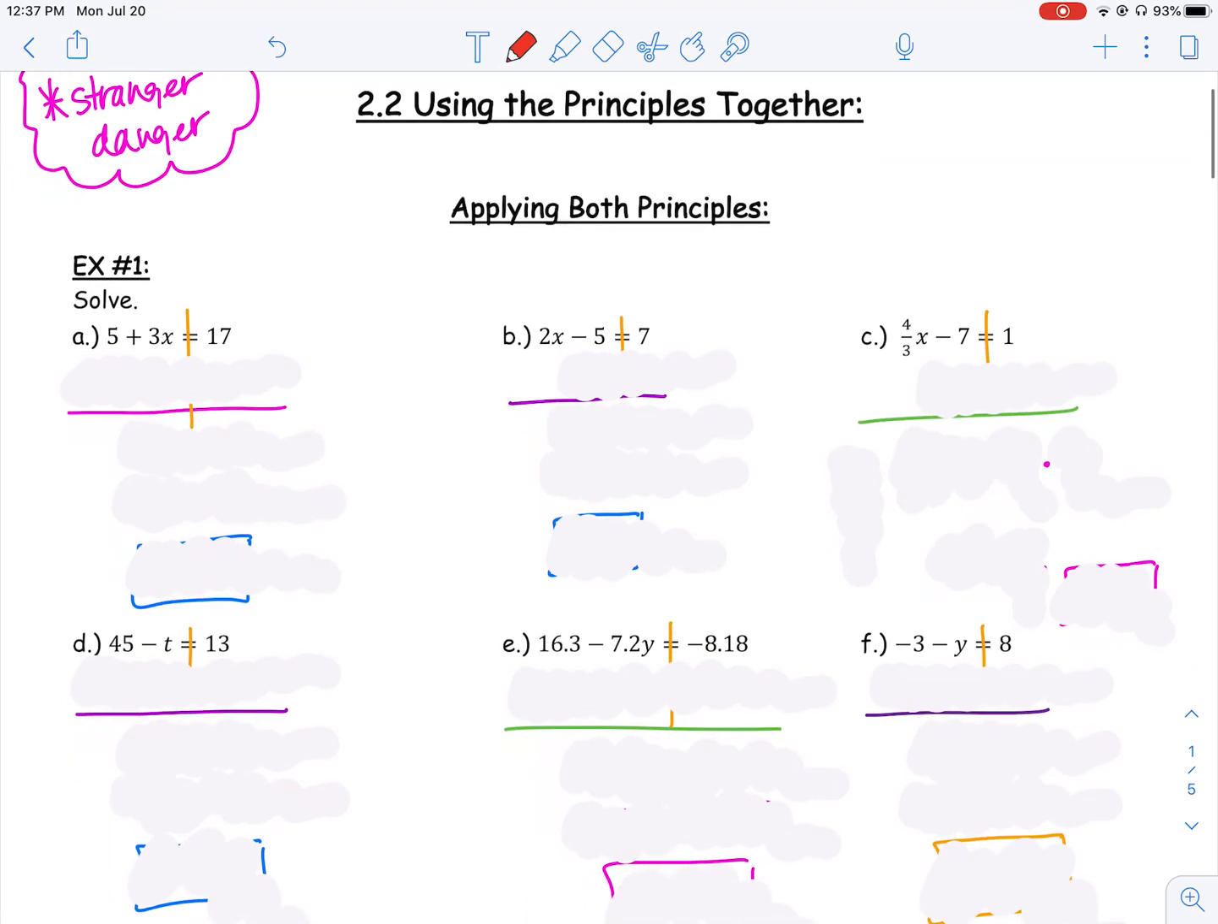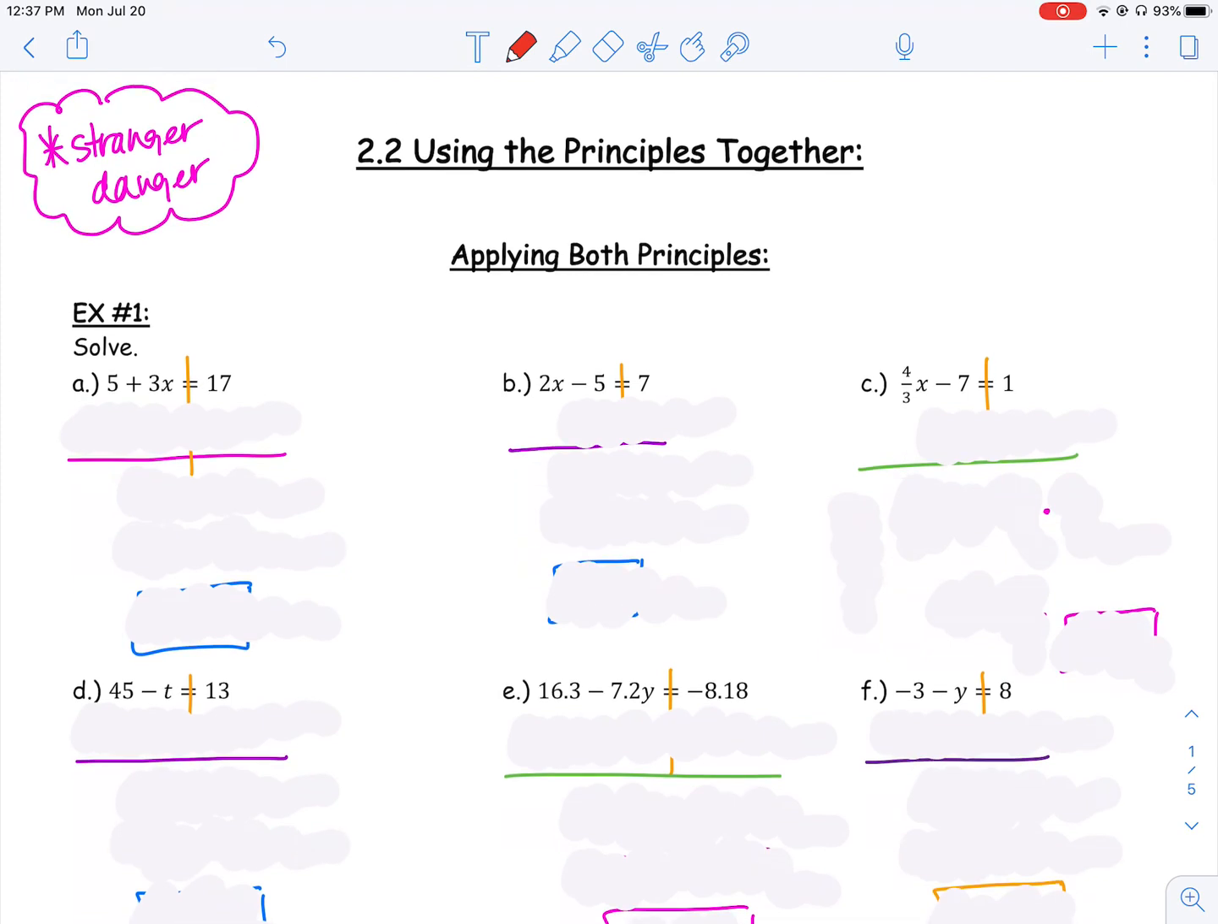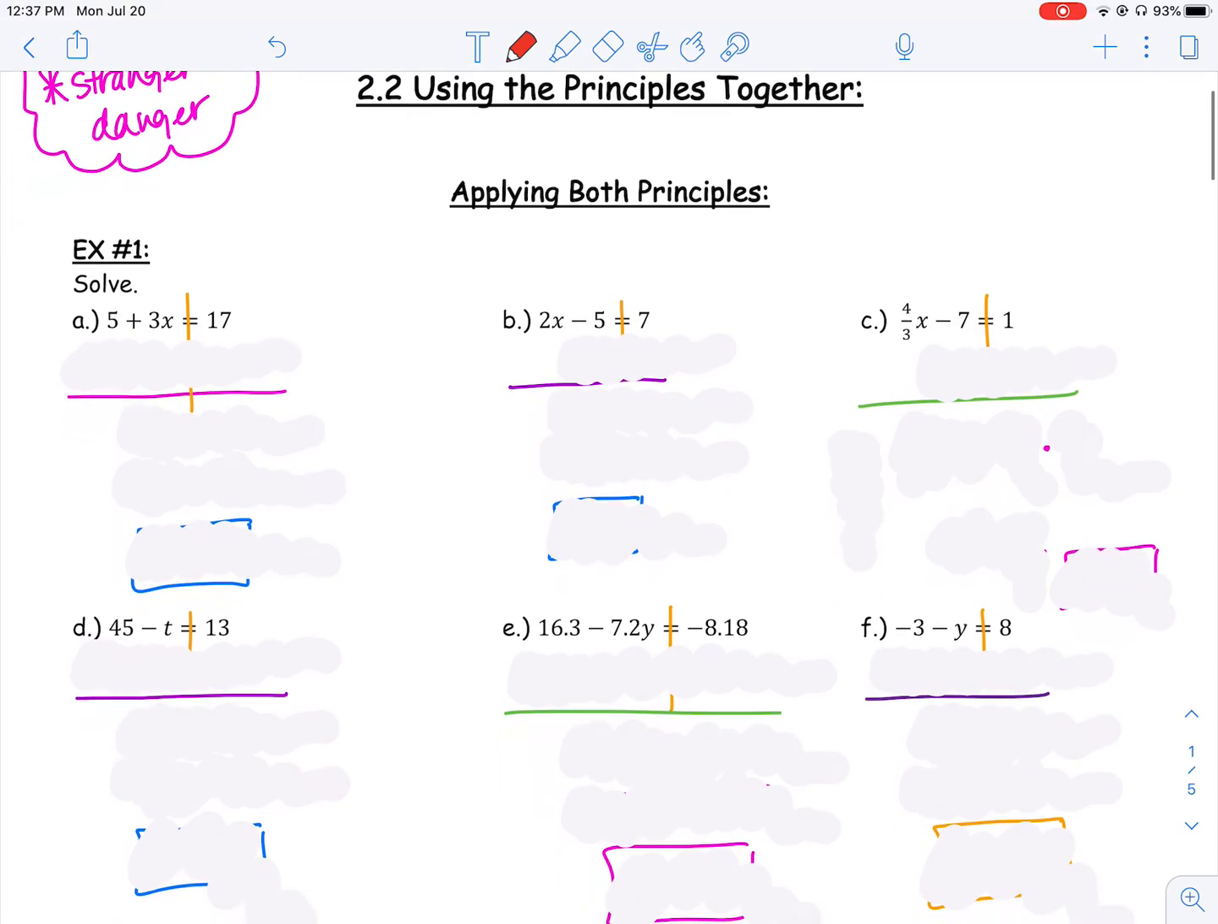So you could either think about PEMDAS backwards, or I use a stranger danger analogy. I know it's kind of weird, silly and awkward, but it helps me remember, and I use it to help students. You're stranger danger and you're trying to get all the numbers away from x. How are you going to do it in the easiest way possible? I know it's weird, but it might help.